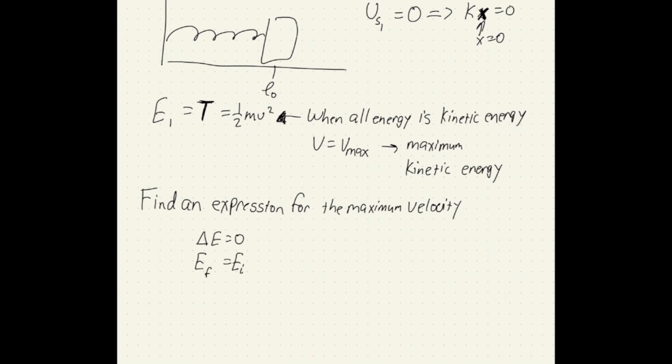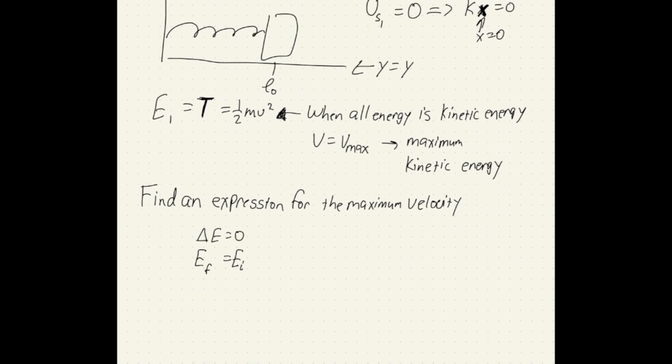And then just plug in mgy, and we'll just say that this position here is y is equal to just y. So you can call it mgy for both of them, and then see what happens with them. They should just go away. But find an expression for the maximum velocity. So plug in your kinetic energy, your potential energy, your spring energy equations, solve it for V max, and then see what you get. So I'll give you a few moments, pause the video, give it a shot.